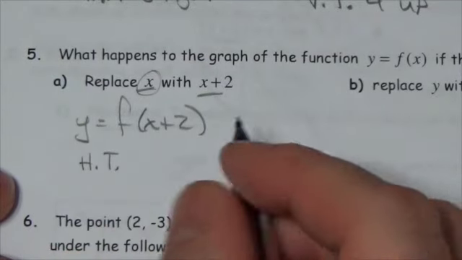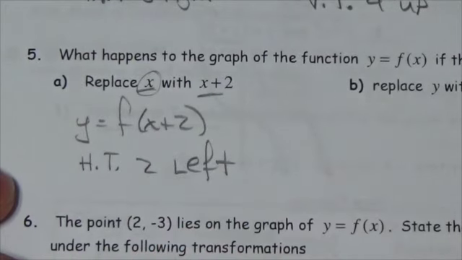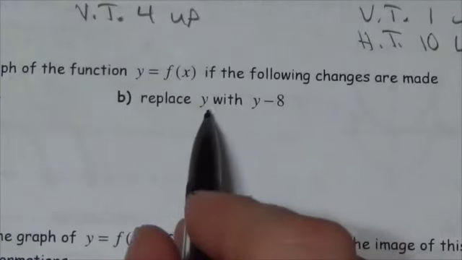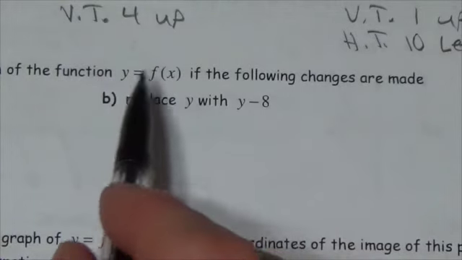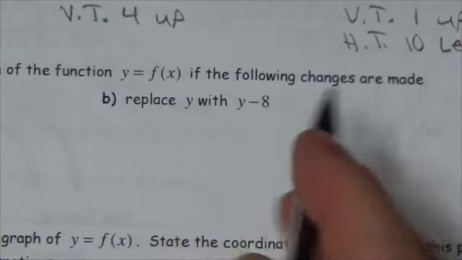And subtracting 2 means 2 to the left. So horizontal translation, 2 left. Over here, remember I'm replacing y with y minus 8 in the function here. So the dependent variable becomes this. This is my dependent variable.